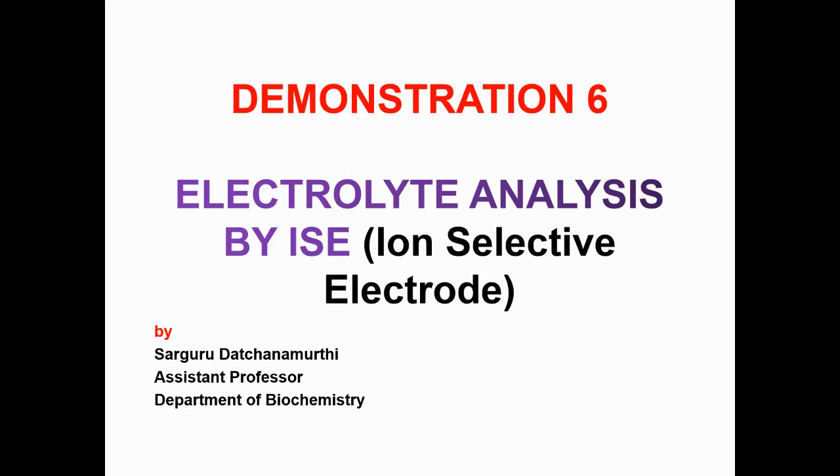Cations are nothing but positive ions, for example sodium, potassium, calcium, etc. And we also have many anions, which include phosphate, chloride, bicarbonate, etc. These electrolytes have many clinical importance.